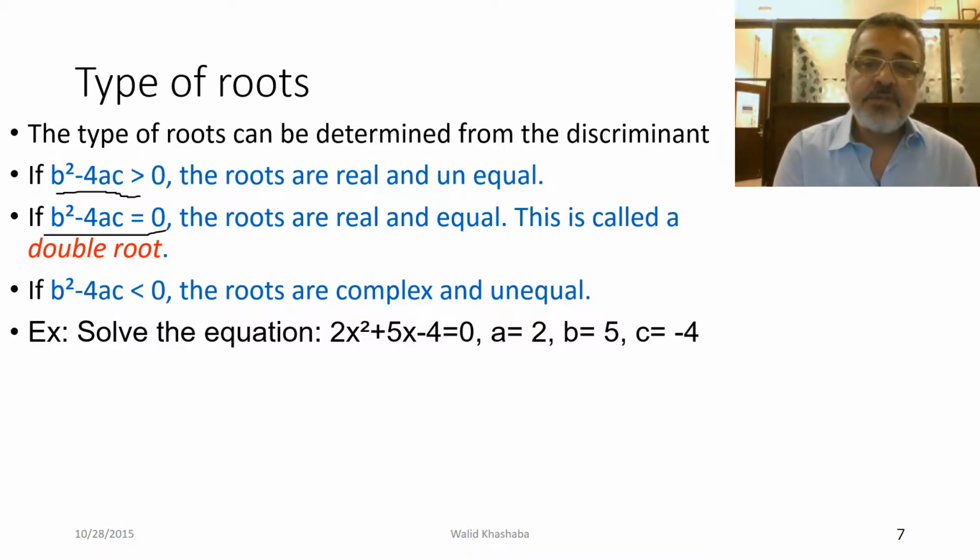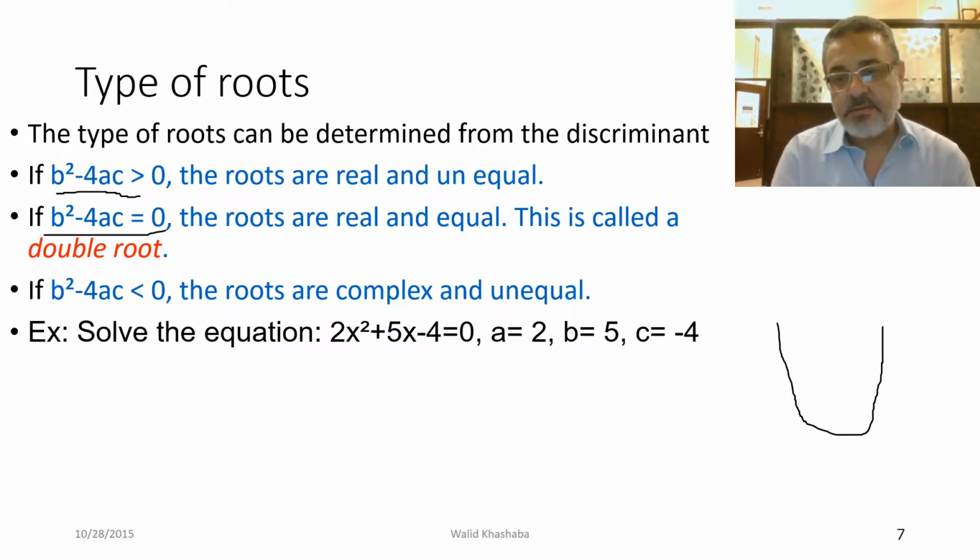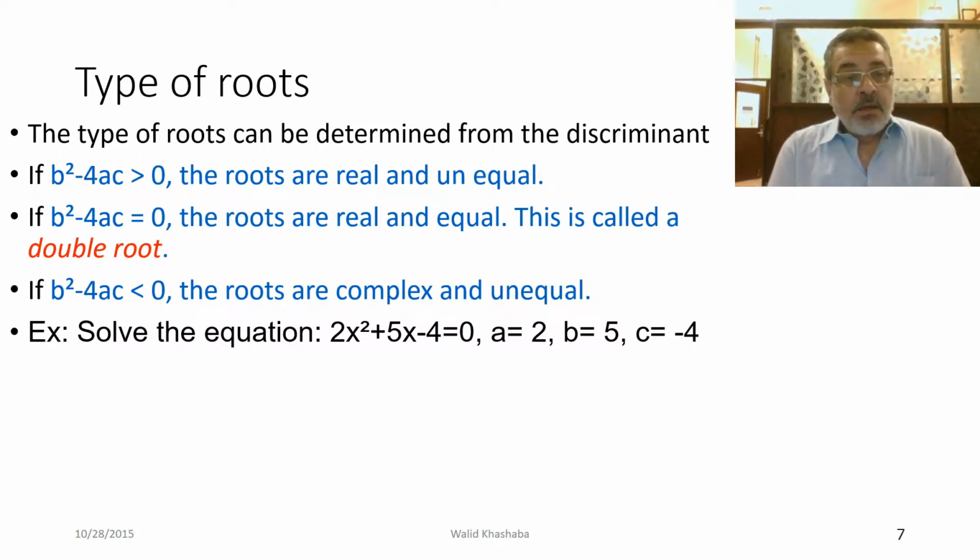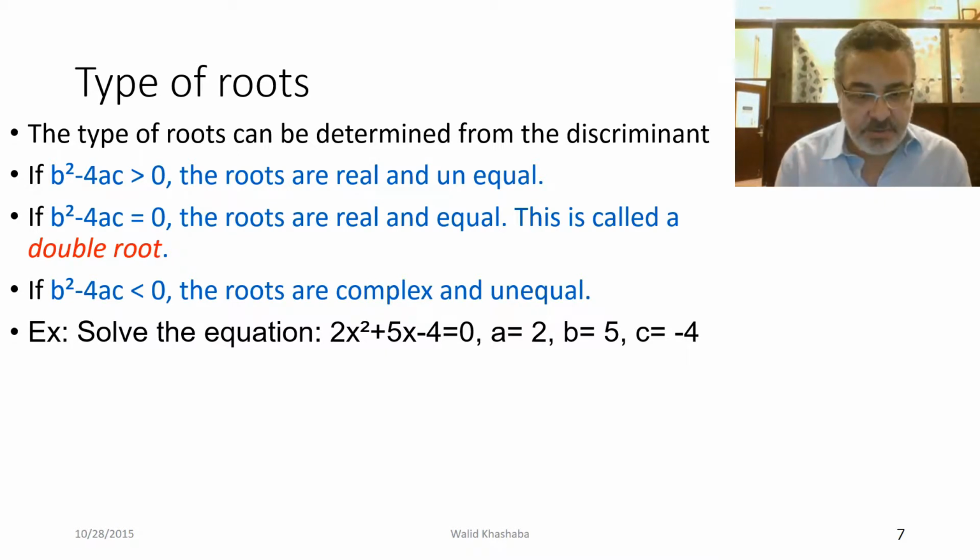In this case, by the way, the curve will be like this. It only touches the x-axis at one point, and we can call it a double root. If it is negative, of course, we cannot find a real value for the square root of a negative value. There is no real answer to the square root of a negative value. That's why we're going to consider the roots complex and unequal, of course.